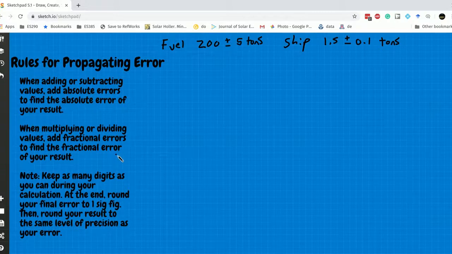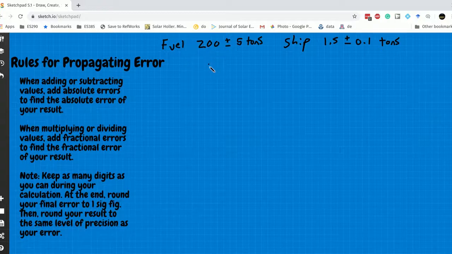When multiplying or dividing two numbers, we're actually going to add what we call the fractional errors of those two numbers to get the fractional error of our final result. And we'll define what we mean by fractional error when we go through an example. And before we actually do calculations, we want to introduce an important side note here. What we're going to do is save all of our rounding for the end. And so what that means is we're going to keep all of our digits, or as many digits as we're willing to write down during our calculation. And at the end, we're going to round our final error to one significant figure. And then we're going to round our result to the same level of precision as that error.